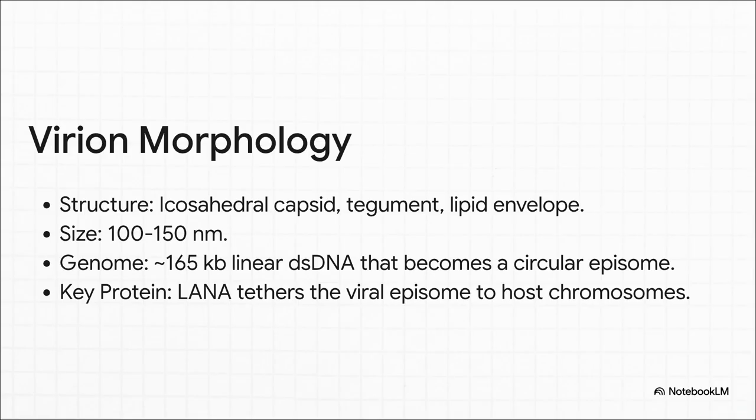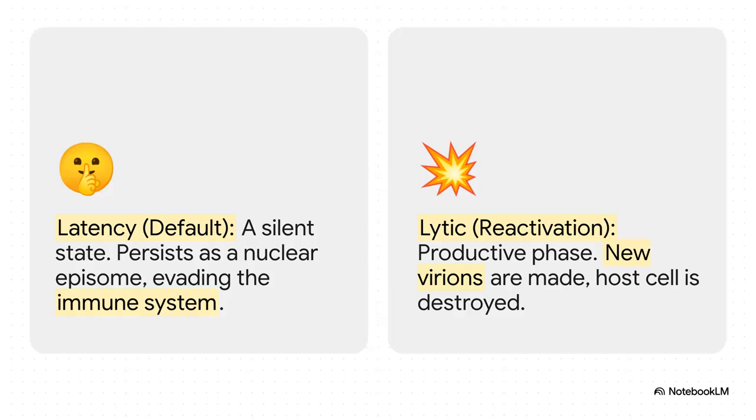And here's the genius part. A viral protein called LANA acts like a molecular anchor, tethering that viral episome to our own host chromosomes. So every single time that cell divides, the virus gets a free ride into the daughter cells. It's an incredible persistence mechanism. And that persistence mechanism is what allows for its two-state strategy.